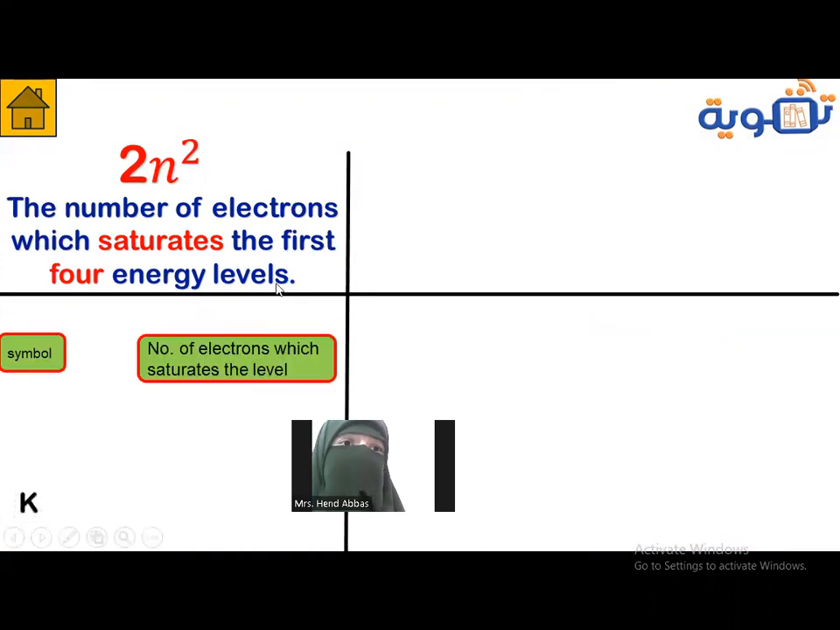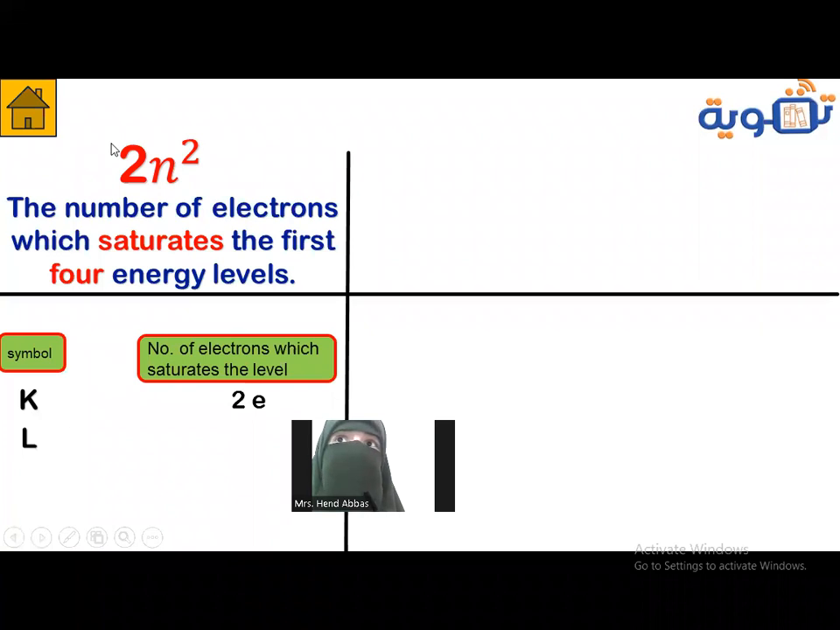So the K level is energy level number 1. Let's calculate the number of electrons here. It's 2n², and here is energy level number 1, so 2 times 1 power 2. So it equals 2 times 1, which equals 2 electrons. So the K level is saturated by 2 electrons.